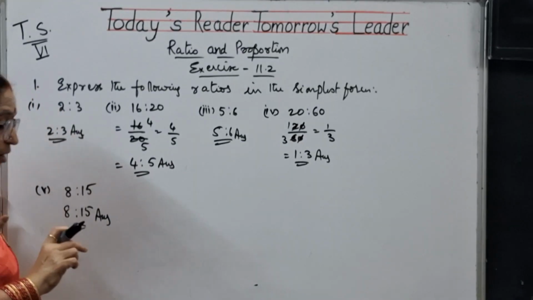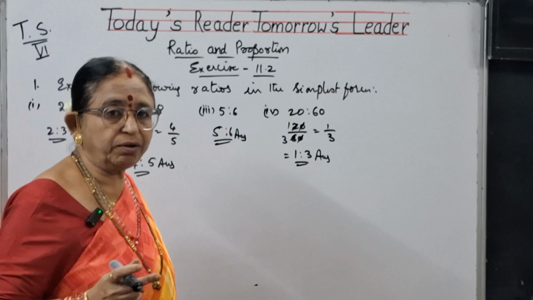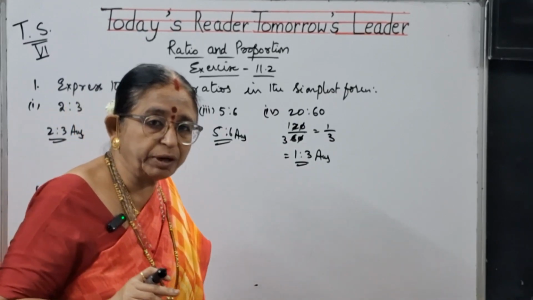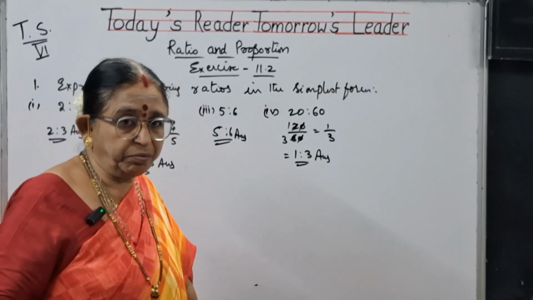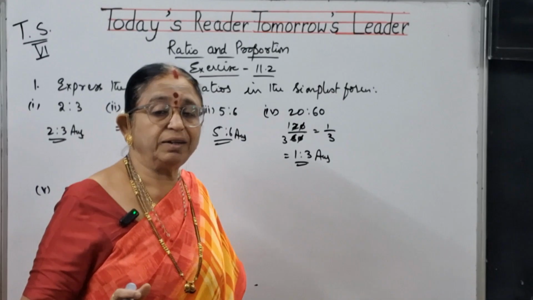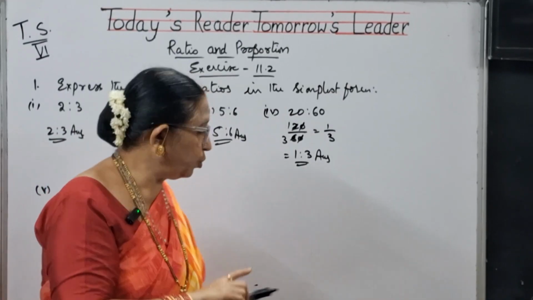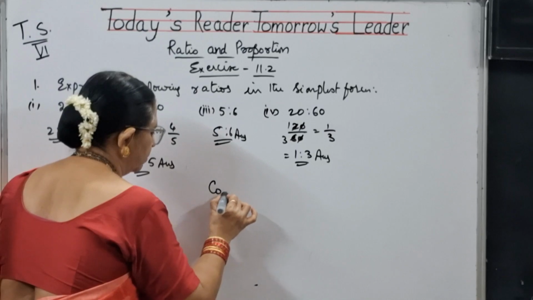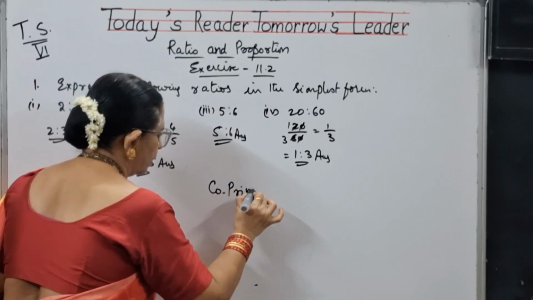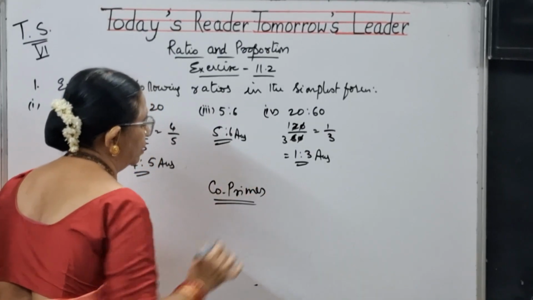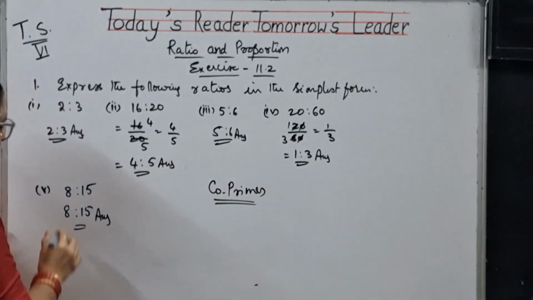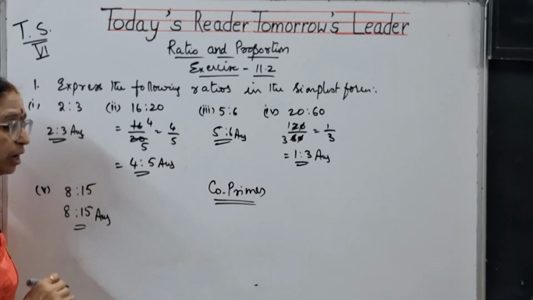See children, when I say co-primes you may have a doubt. 8 is not a prime number, 15 is not a prime number. Why is ma'am saying that 8:15 are co-primes? I am using the word co-primes, children. Co-primes means these two are not having any common factor.